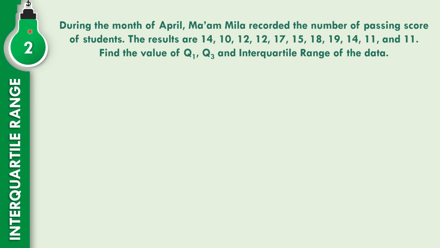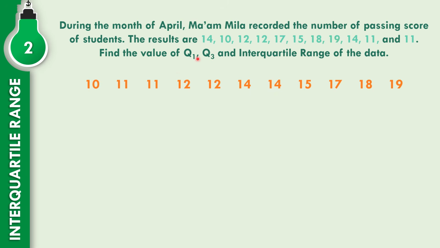How about number 2? During the month of April, Ma'am Mila recorded the number of passing scores of students. The results are 14, 10, 12, 12, 17, 15, 18, 19, 14, 11, and 11. Find the value of the Q sub 1, Q sub 3, and the interquartile range of the data. First, we need to arrange those numbers in ascending order, from the lowest to highest. So, first is 10, 11, 11, 12, 12, 14, 14, 15, 17, 18, and 19.